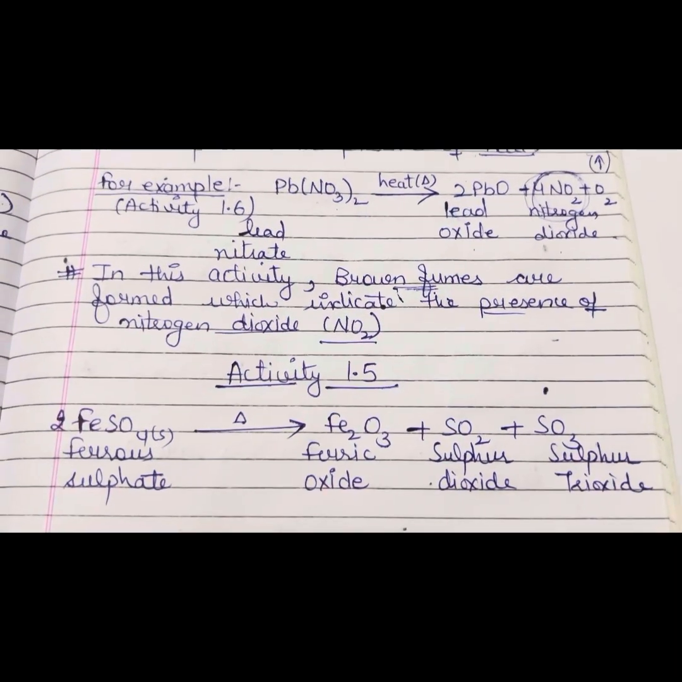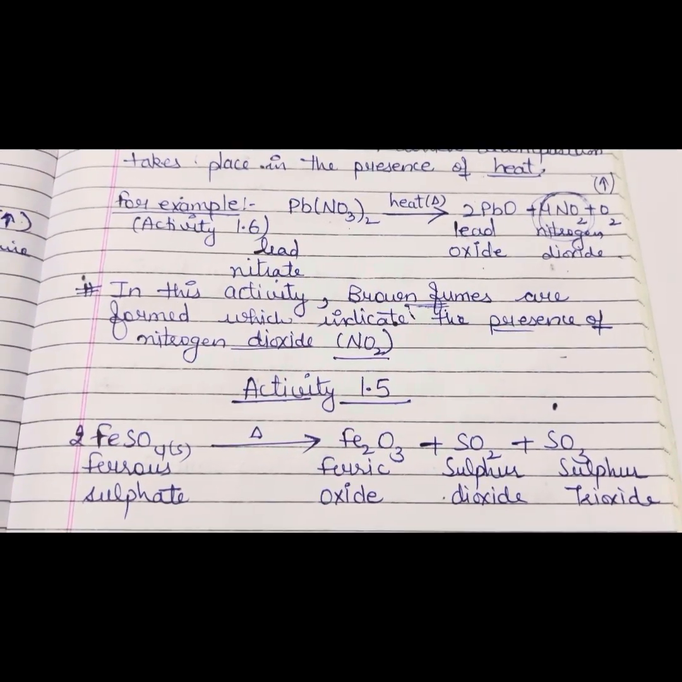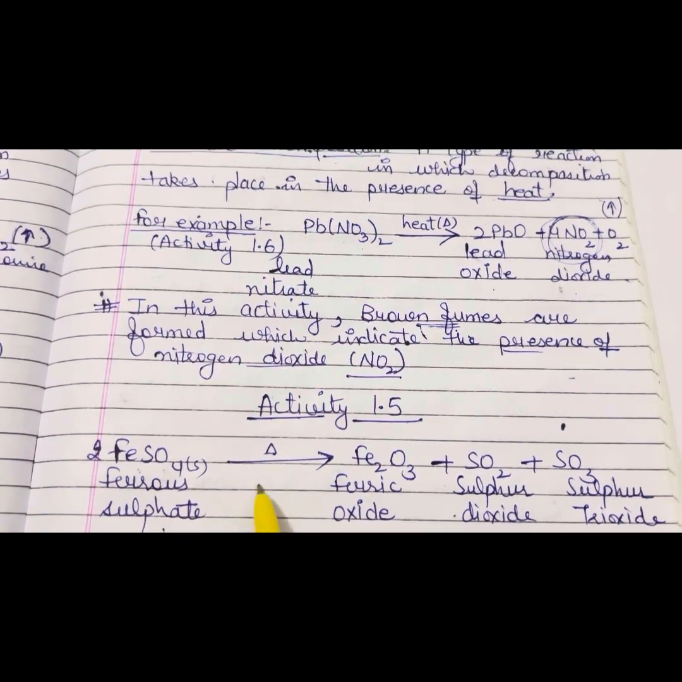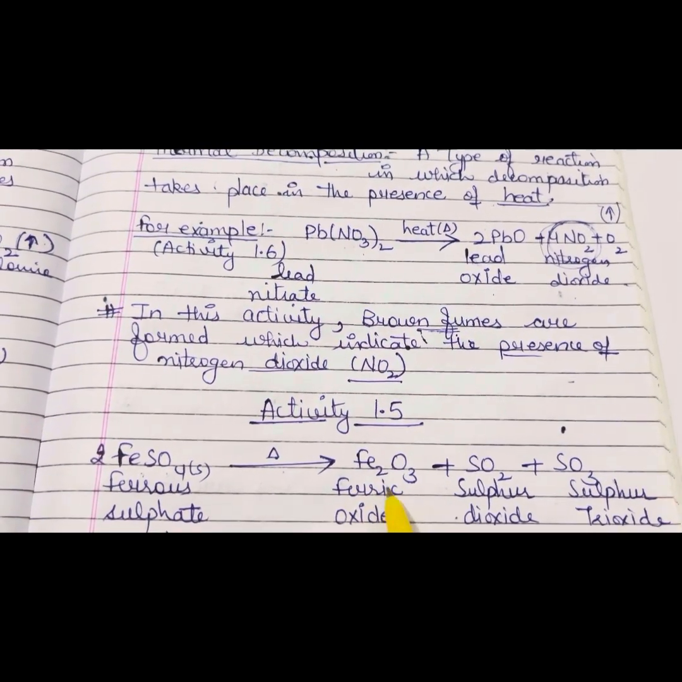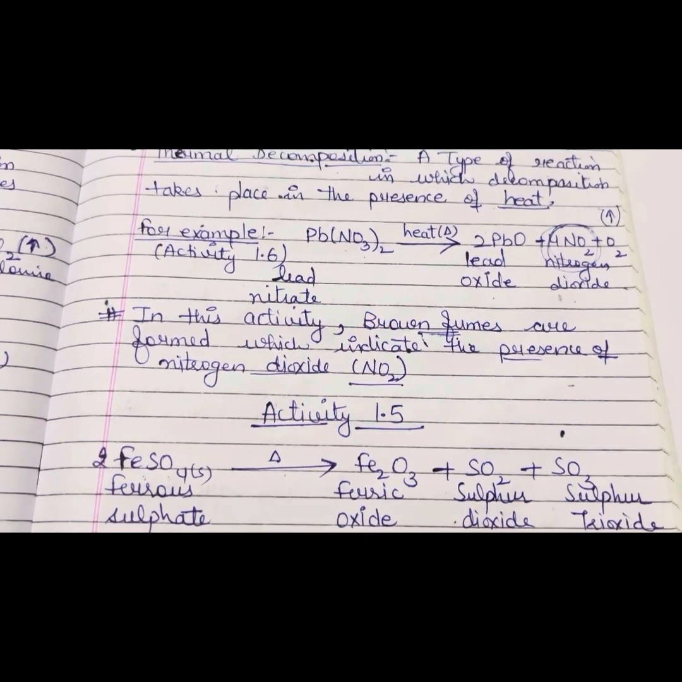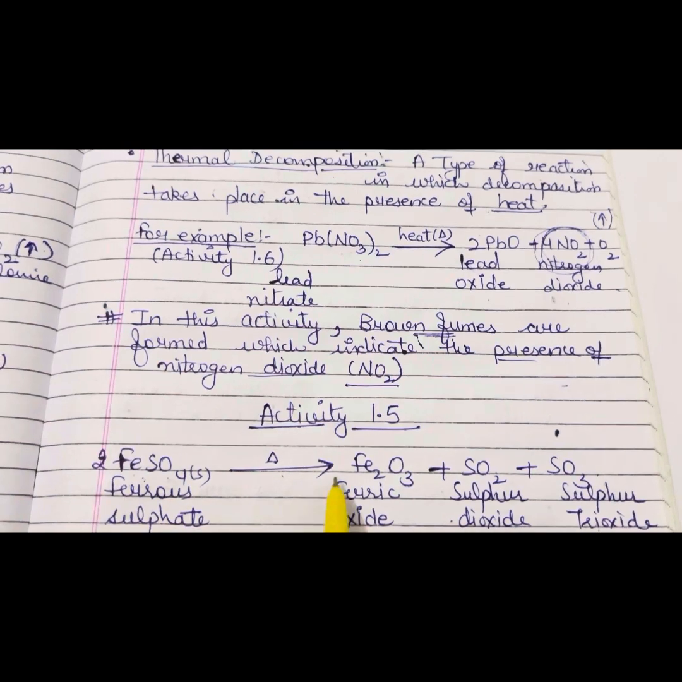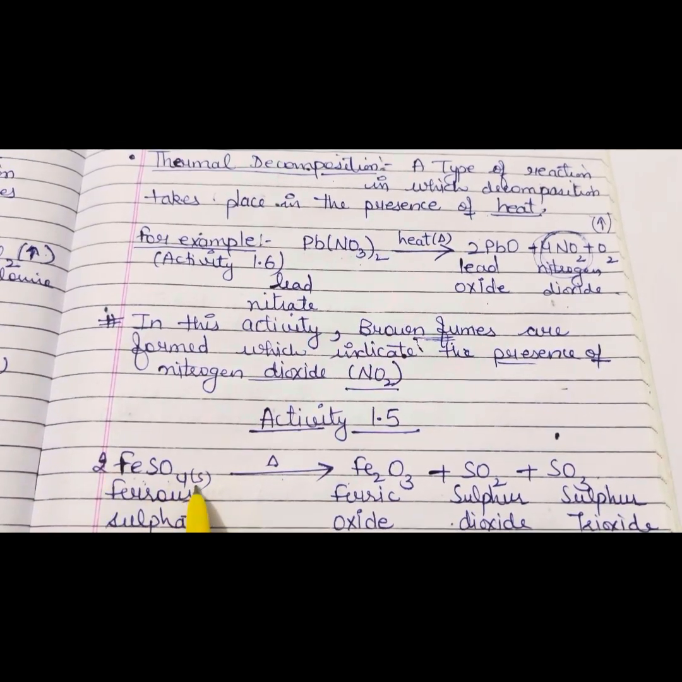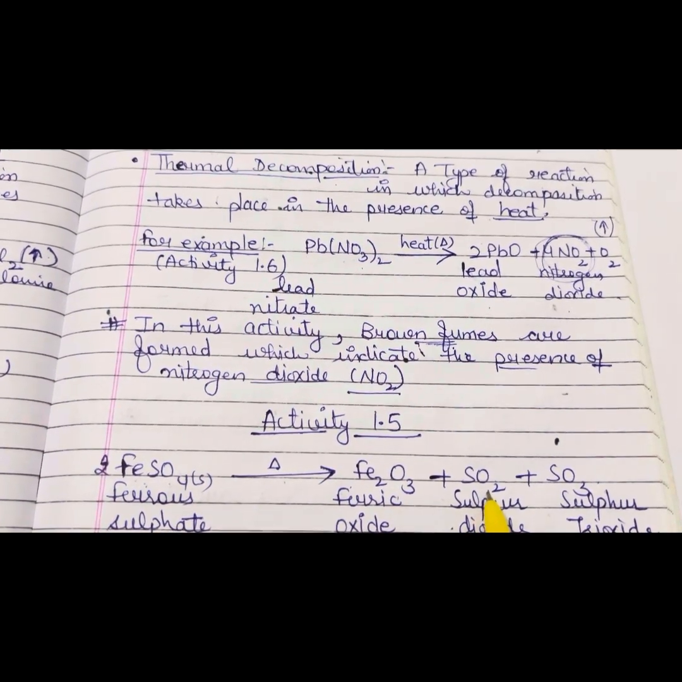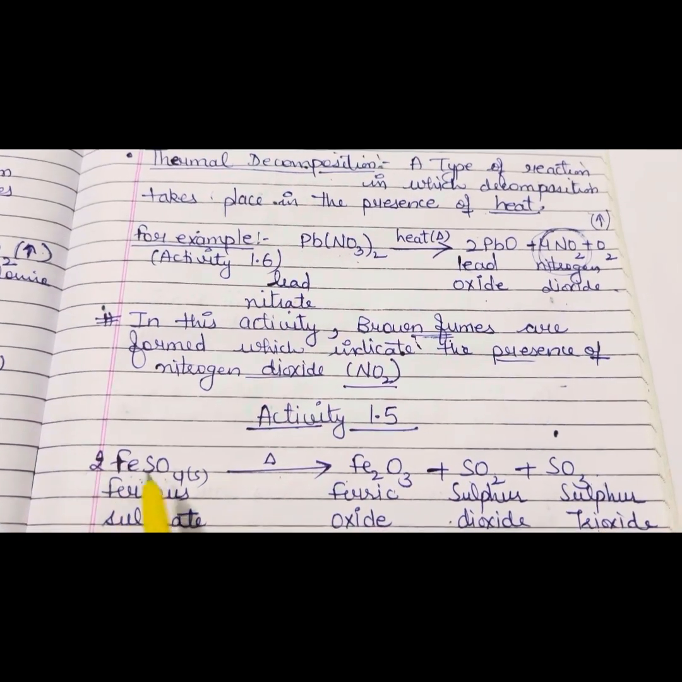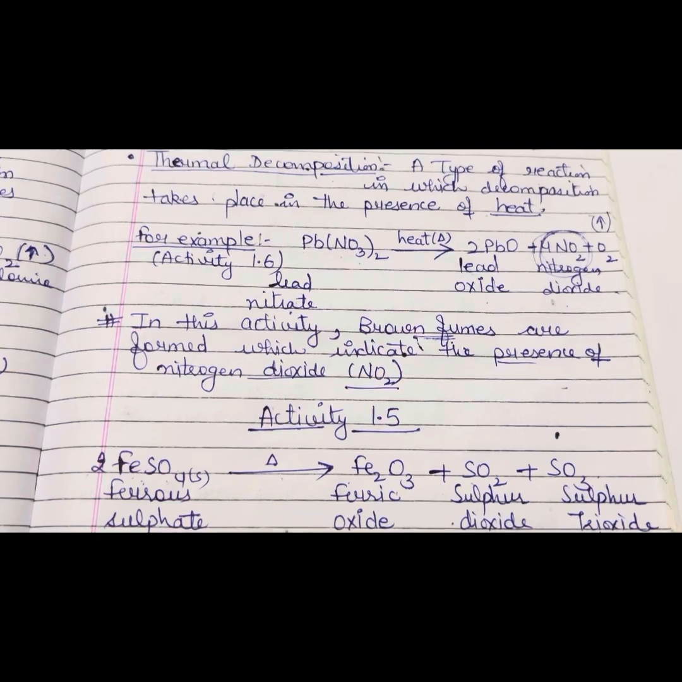Now come to activity 1.5. According to activity 1.5, you have ferrous sulfate crystals, and when you heat it, it will give rise to ferric oxide, sulfur dioxide, and sulfur trioxide. How is it formed? Fe2(SO4)3 has 8 oxygens, 3 here, plus 2, 5 plus 3, 8. 2 sulfur, 2 sulfur. When you balance it, you will get these products.